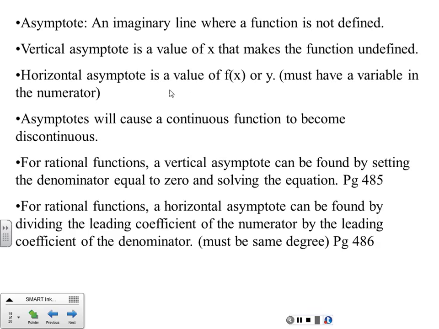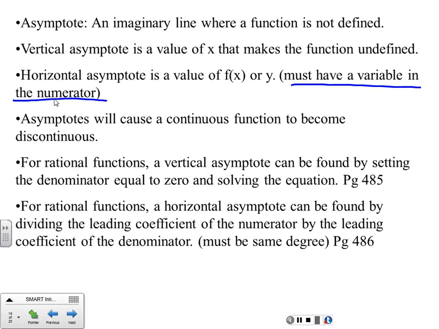Now, to find the horizontal asymptote, the value of f of x or y, it must have a variable in the numerator. Underline this, highlight it, whatever. If you do not have a variable in the numerator, your horizontal asymptote is y equals 0. Okay? Must have a variable in the numerator. If not, your horizontal asymptote is y equals 0.